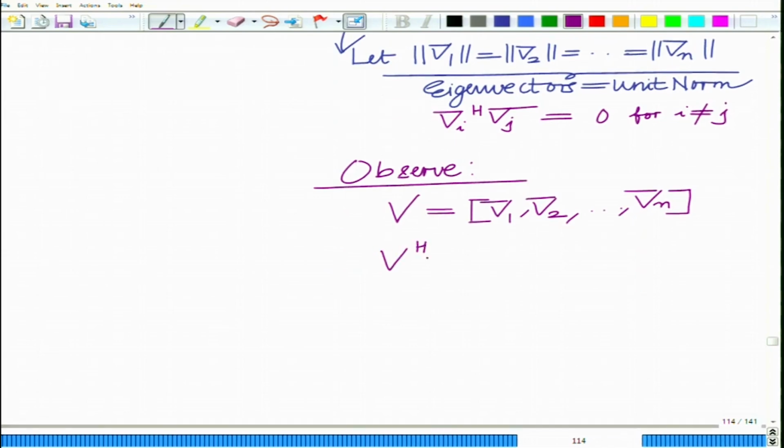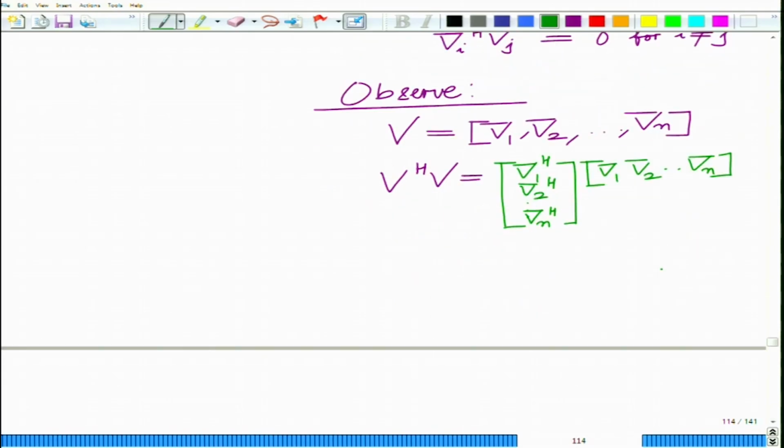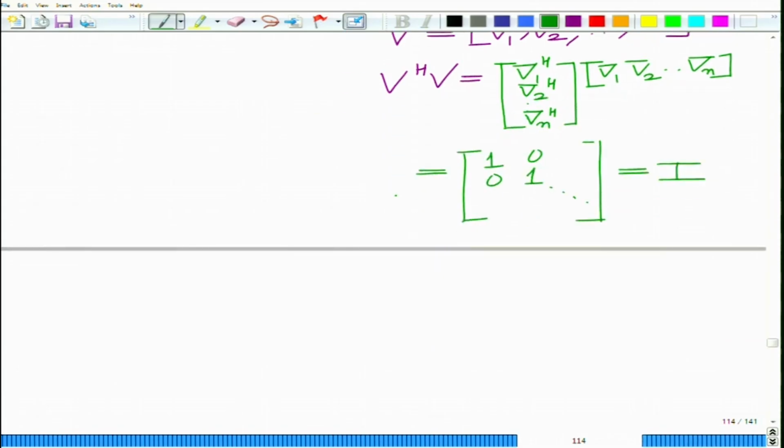If you now perform V Hermitian V, then what you are going to have is V1 bar Hermitian, V2 bar Hermitian, Vn bar Hermitian, times V1 bar, V2 bar, Vn bar, which is equal to, well, if you look at V1 bar Hermitian V1, that is 1, V1 bar Hermitian V2 is 0, V2 bar Hermitian V1 is 0, V2 bar Hermitian V2 is 1. So, this you can see is simply the identity matrix, which implies V is the inverse of V Hermitian and V Hermitian is the inverse of V.